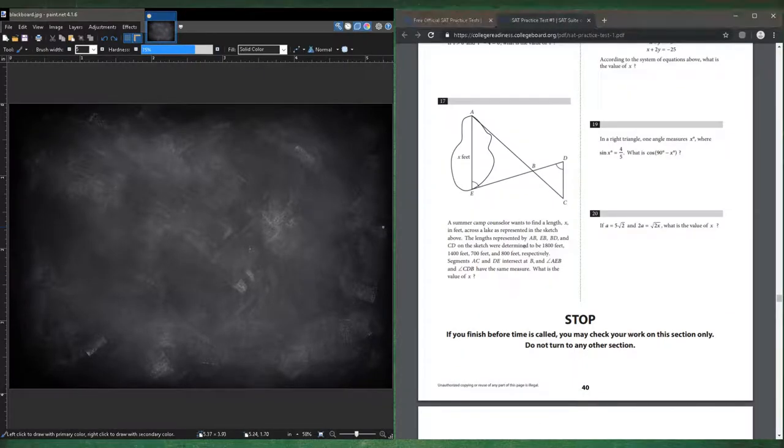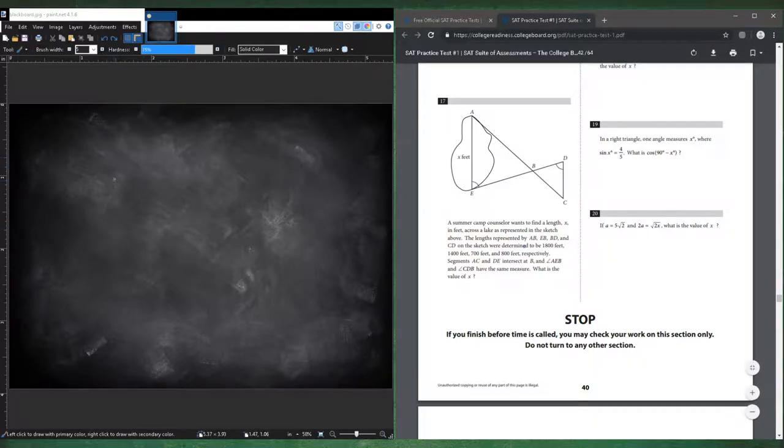A summer camp counselor wants to find a length x in feet across a lake as represented in the sketch above. The lengths represented by AB, EB, BD, and CD on the sketch were determined to be 1,800 feet, 1,400 feet, 700 feet, and 800 feet respectively. Segments AC and DE intersect at B, and angles AEB and CDB have the same measure. What's the value of x?